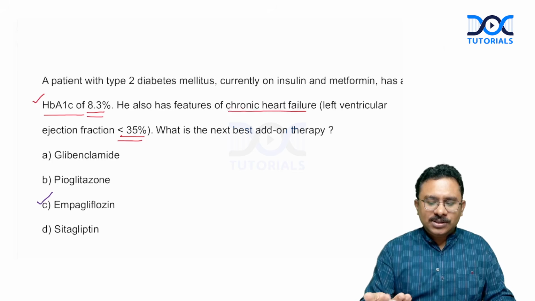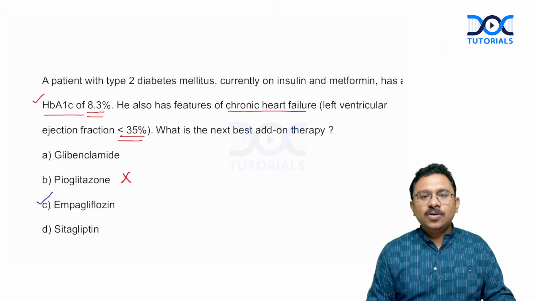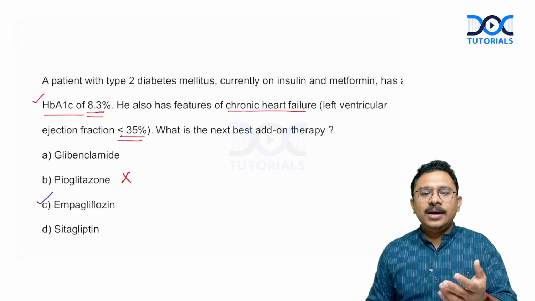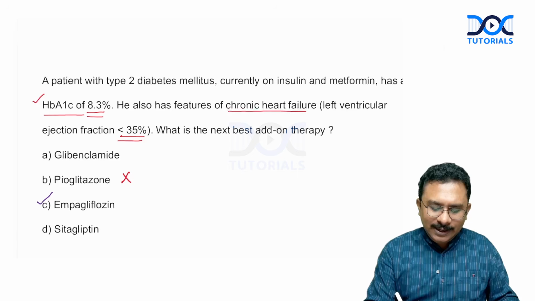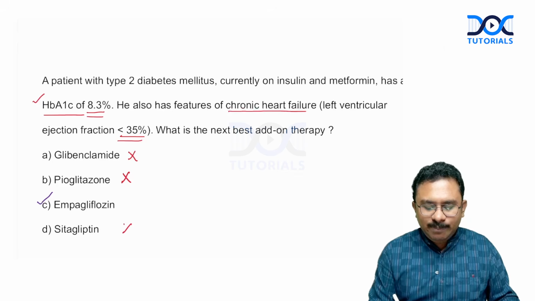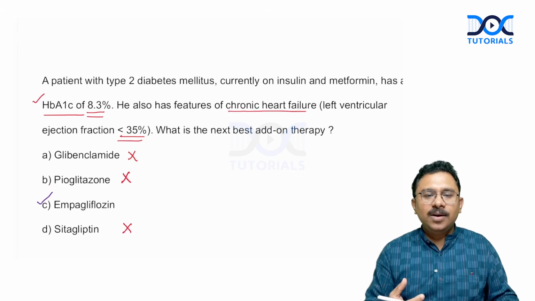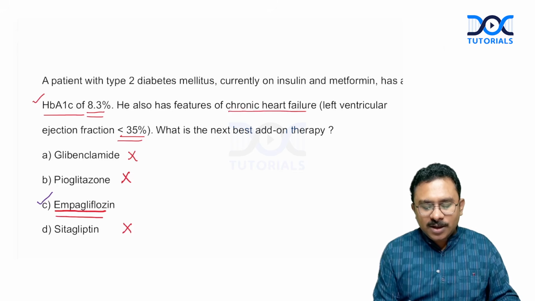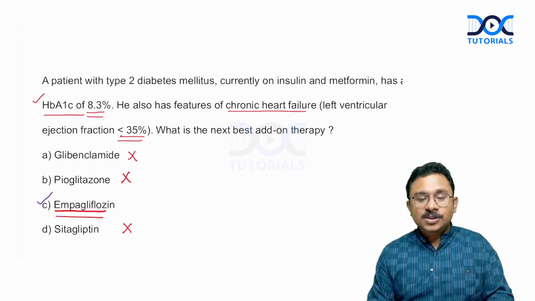If you look at pioglitazone, we already know it is likely to cause fluid retention. And in a patient with heart failure, do you want an agent that causes fluid retention? Glibenclamide and then sitagliptin, which is a DPP4 inhibitor, again, not much benefit in case of heart failure with reduced ejection fraction. So why I've gone for option C is because of the dual benefit of the drug empagliflozin, which is a SGLT2 inhibitor in this particular case.